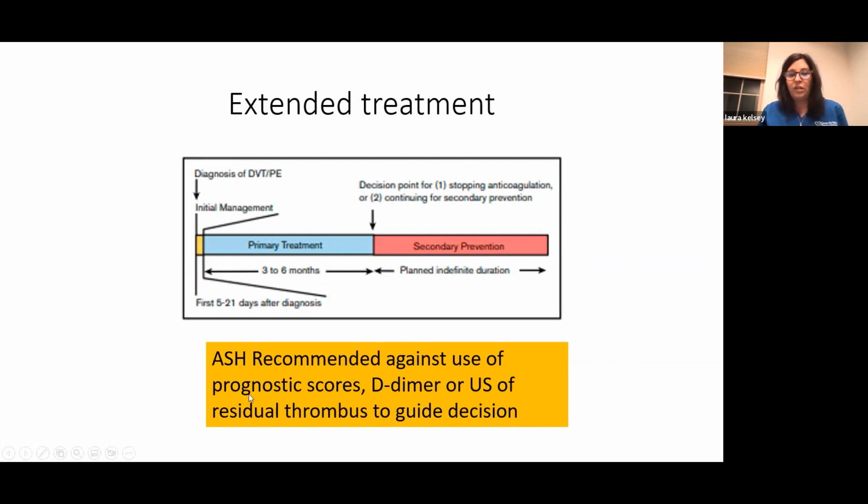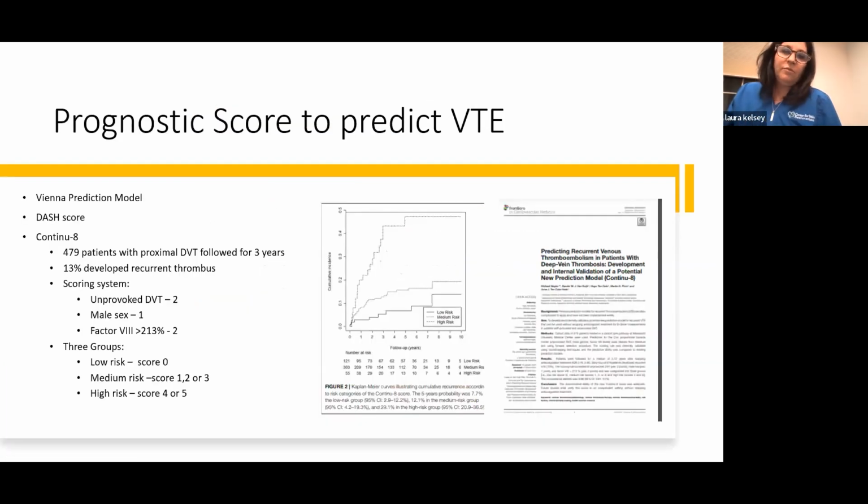And to go back to the American Society of Hematology recommending against the use of these scores, I think it is important to know that there are scores out there. There's really 3 that I am familiar with. There's the Vienna, the DASH score. And more recently, there's this Continue 8, which I think is probably the most promising. It looked at 480 patients with proximal DVT followed for 3 years. There was a 13% incidence of recurrent thrombus, and they have a simplified scoring system.